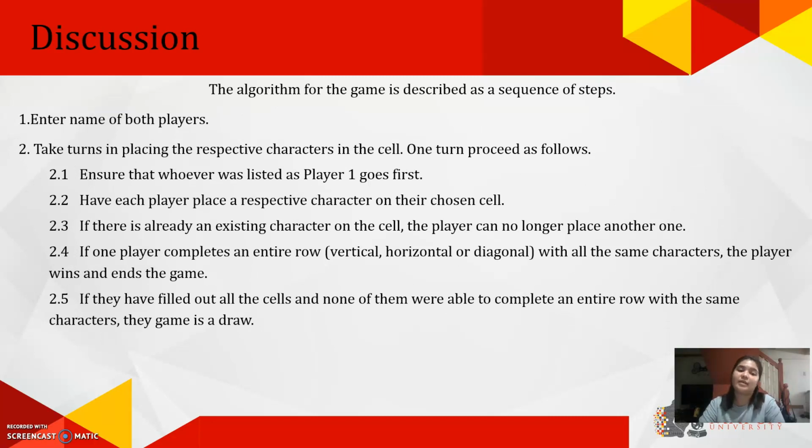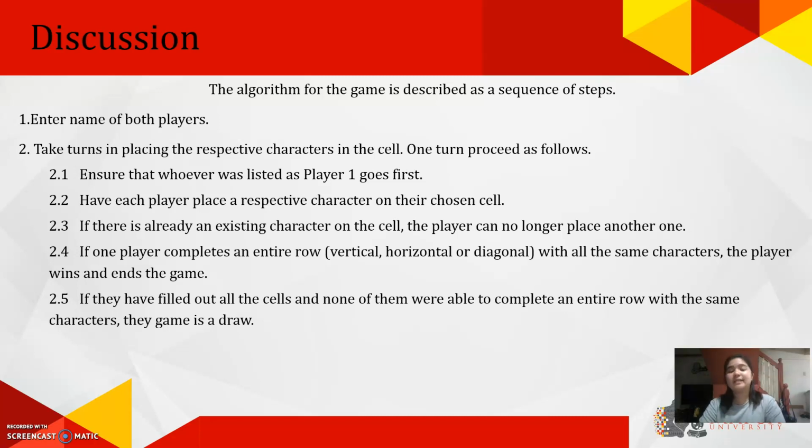For our algorithm, the game is described as a sequence of steps. One, enter the names of both players. Two, take turns in placing the respective characters in the cells. One turn proceeds as follows. One, you have to ensure that whoever was listed as player 1 goes first. Two, have each player place a respective character on their chosen cell.